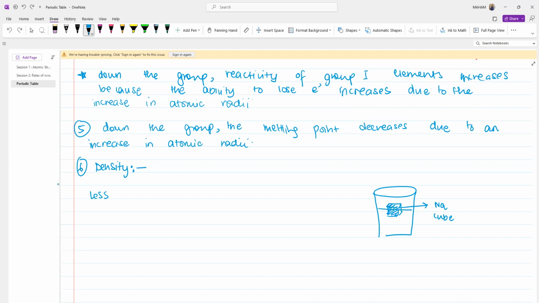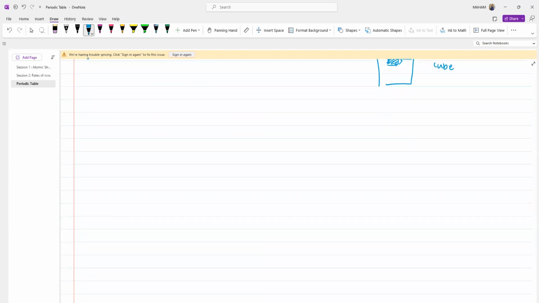But basically, since they're so reactive, if I were to keep a cube of sodium inside water, it's probably going to start reacting extremely violently. And when it starts reacting, it's going to finish at some point. But before it actually starts to react, it's going to stay on top of the surface of water. And why is that? Because it's less dense. And now we're going to see how these metals react when they're placed in water.